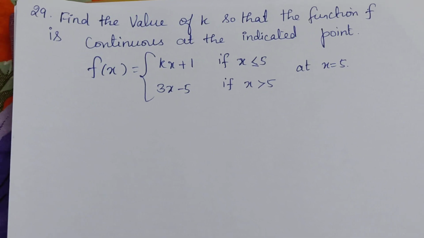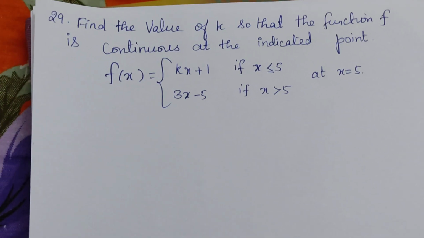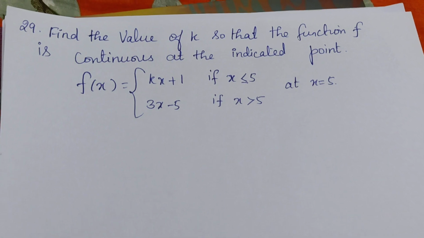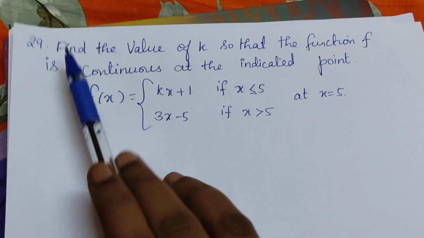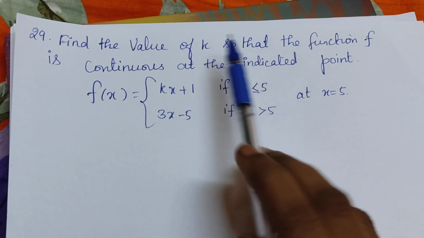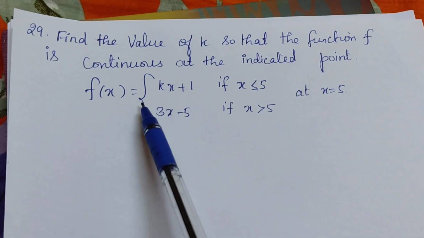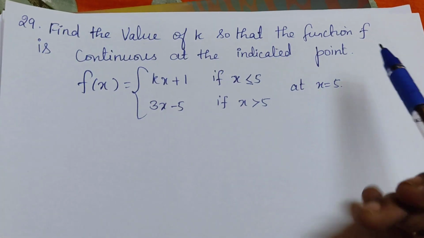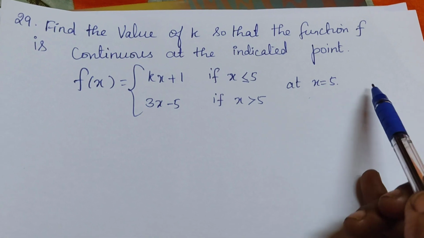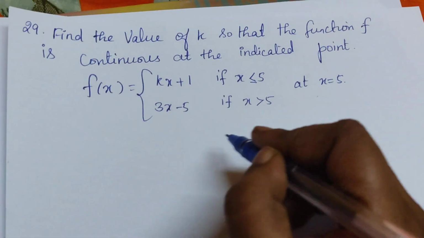Vanakkam one and all. Here we will discuss problem number 29 of exercise 5.1. Here they have stated: find the value of k so that the function f is continuous at the indicated point. The point is 5. So we'll see the domain of the function.